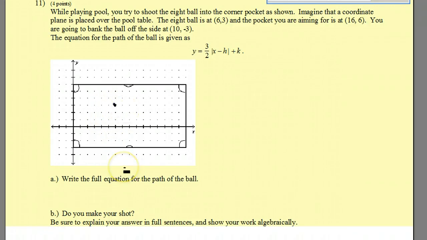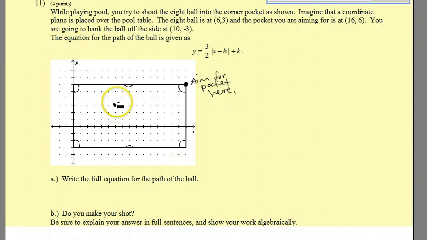It's right there. And then it says the pocket we're aiming for is (16, 6). If you count 6, 7, 8, 9, 10, 11, 12, 13, 14, 15, 16 is the edge, up 6. We're aiming for this point right there. Right? And how are we going to do that?